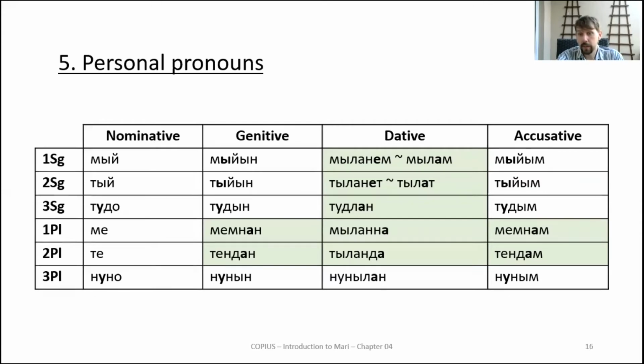So now we know all 6 persons and we have the core grammatical cases. So we can also now look at all forms of the personal pronoun, where we have some forms that are not completely predictable, like the genitive form of me, we is mem, nan. You just have to learn them.